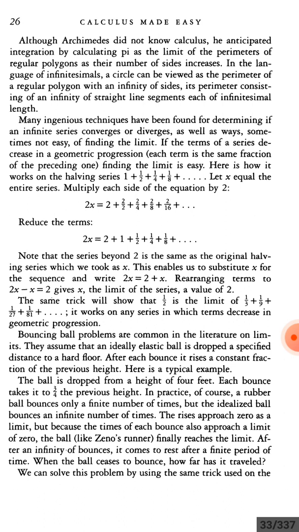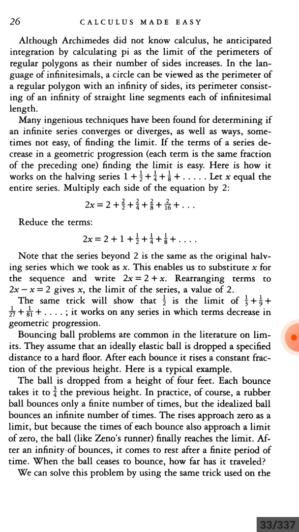Suppose the terms of a series decrease in a geometric progression. Each term is the same fraction of the preceding one. Finding the limit is easy. Here is how it works on the halving series: 1 + 1/2 + 1/4 + 1/8 and so on. Let x be the entire series. Multiply each side of the equation by 2. 2x equals 2 + 2/2 + 2/4 + 2/8 + 2/16 and so on.